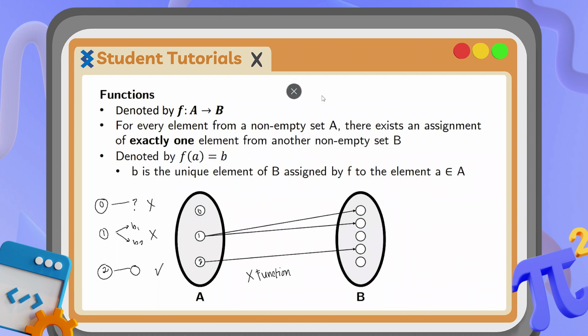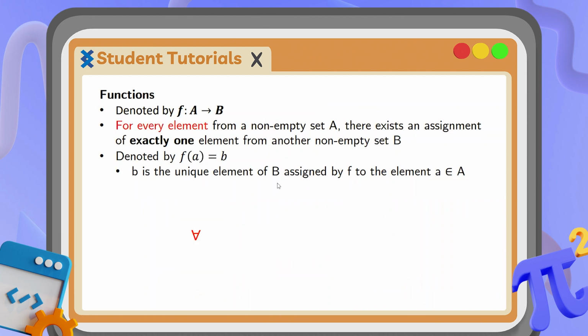So now let's go deeper to the more formal definition of a function. For every element, so we will use symbols from predicate logic. Hopefully you remember those. From a non-empty set A, you are referring to an element from a non-empty set A. There exists an assignment of exactly one element, but we don't know which set that element comes from, and that would come from a non-empty set B. And therefore, you would have this formal definition of a function. For all elements A, there exists an element B where f of A is equal to B.